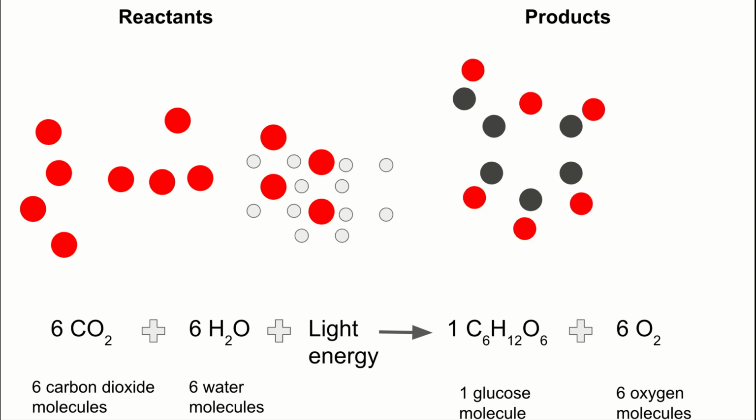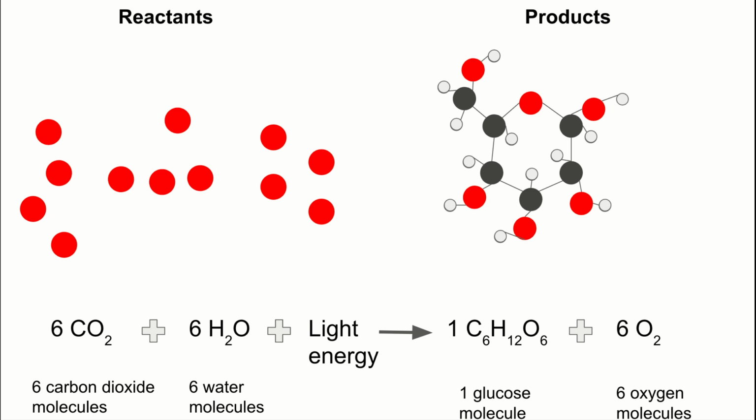And now I need H12, 12 hydrogen atoms. I'll take my 12 hydrogen atoms from the left, put them over here on the right. And I've actually carefully put them into the right positions so that if I just connect all of these atoms, I've made a glucose molecule.